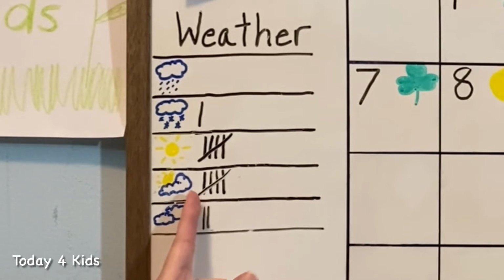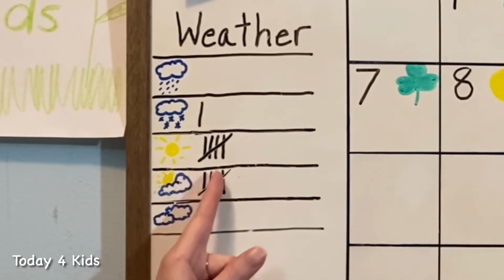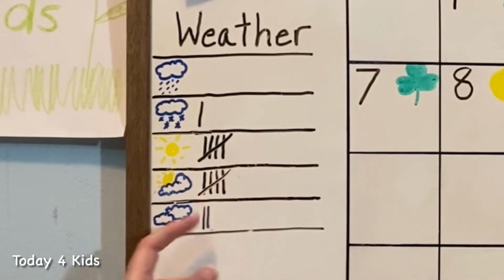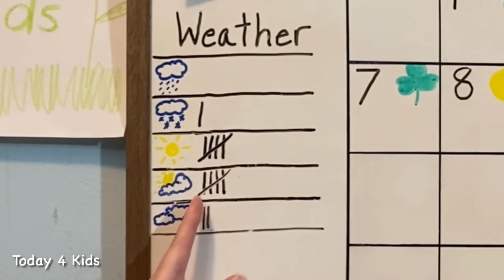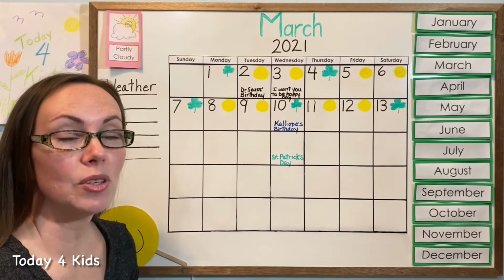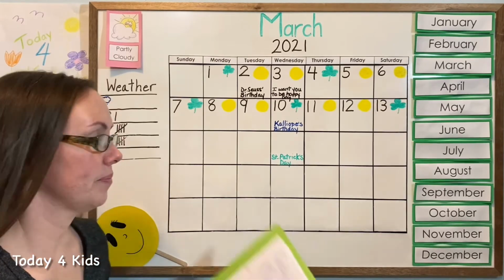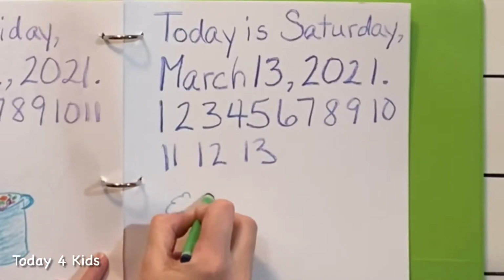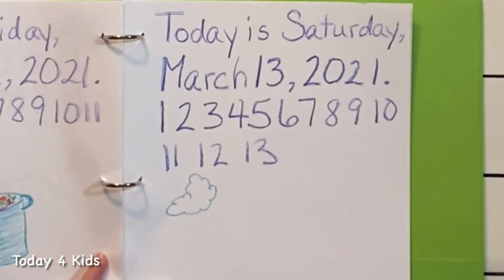4 plus 1 equals, let's count and check if our answer is right. 1, 2, 3, 4, 5. So 4 plus 1 equals 5. And we know that anytime we see 4 tally marks with a line through it, that means 5. So we've had 5 partly sunny, partly cloudy days this month so far. Thank you for helping me with the weather chart. Let's put the weather into our agenda. So I'll just put a little cloud here for my partly cloudy, partly sunny day.